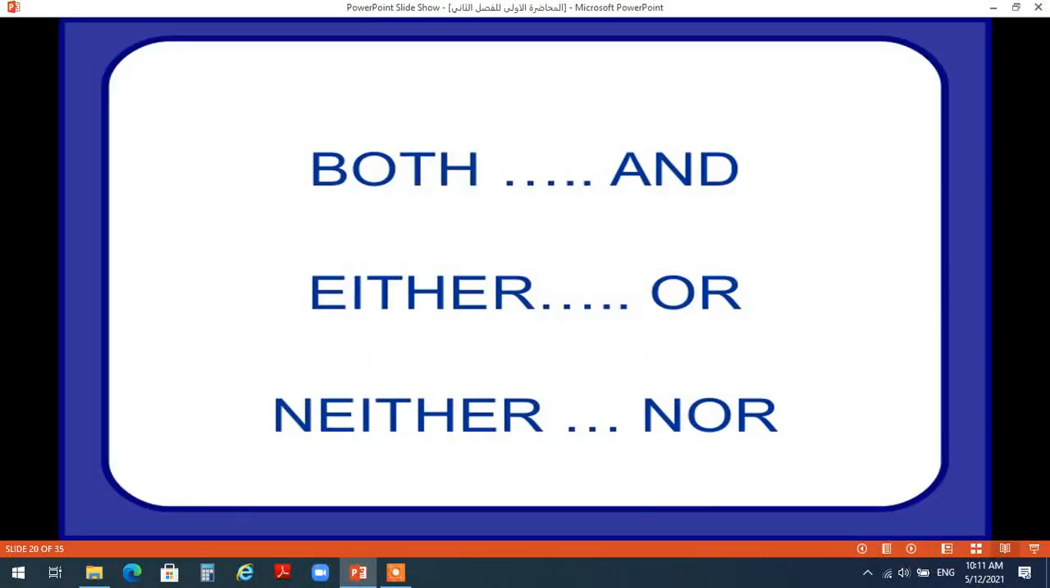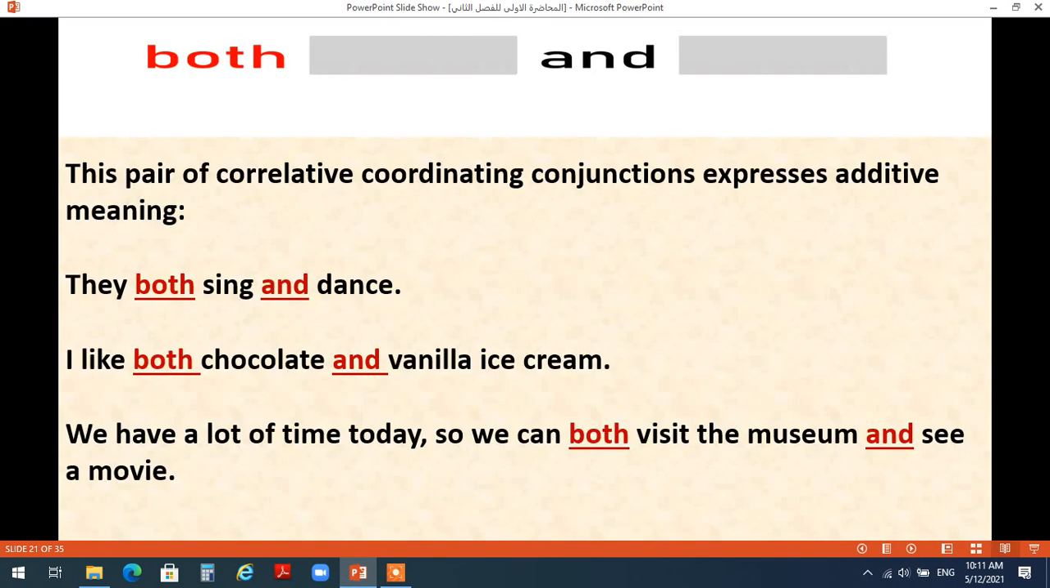Now we start with the first. These are the correlative conjunctions. عندنا ثلاثة أزواج من correlative conjunctions. First we have both and, then we have either or, and finally we have neither nor. نبدأ بـ the first correlative conjunction اللي هو both and. This pair of correlative coordinating conjunctions expresses additive meaning. إذن نستخدم both and للتعبير عن وجود علاقة إضافة في الجملة.